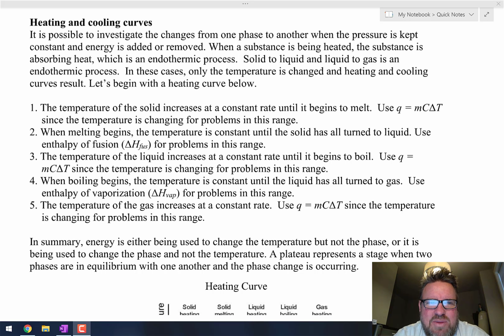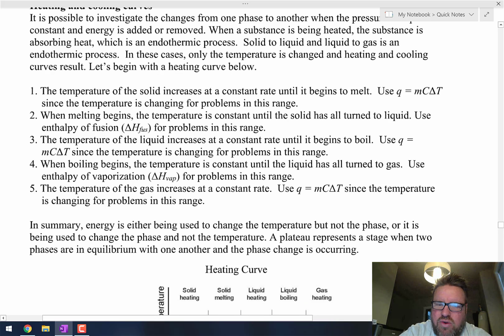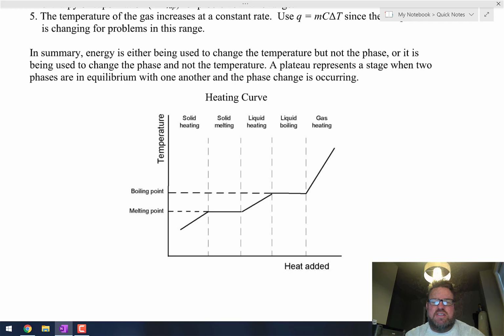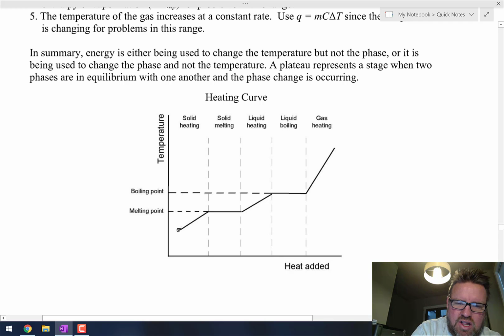Okay, today's video is about heating and cooling curves. A heating or a cooling curve basically looks something like this. In this case, this is a heating curve because we're starting at a lower-ish temperature down here and going to a higher-ish temperature up here. Okay, there's multiple different regions here.